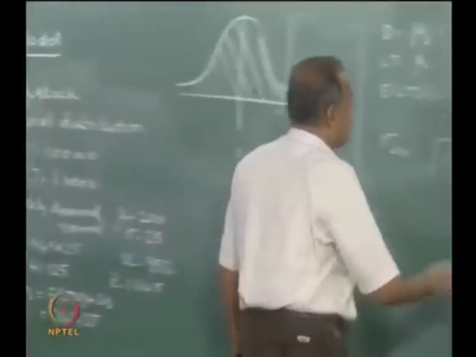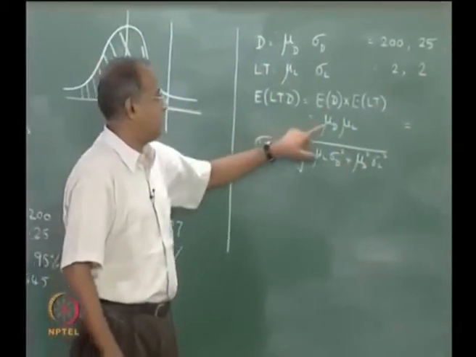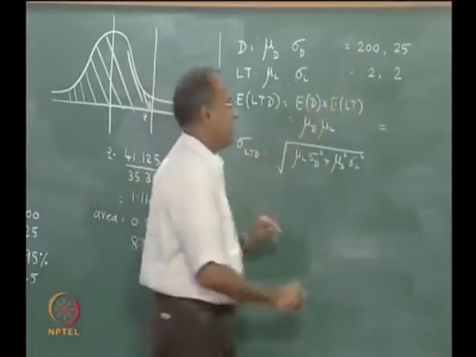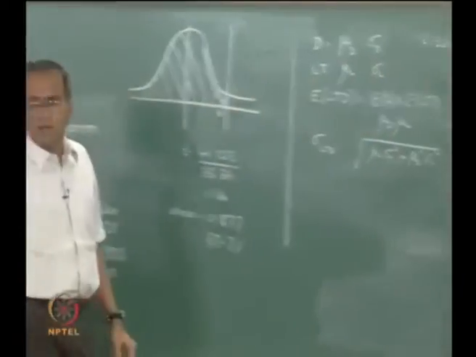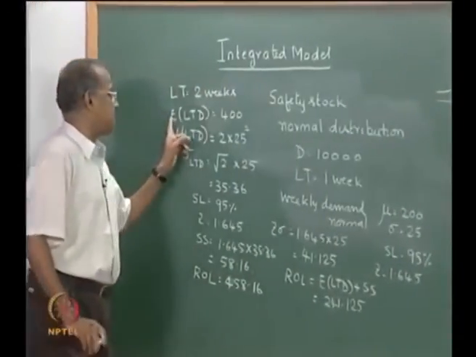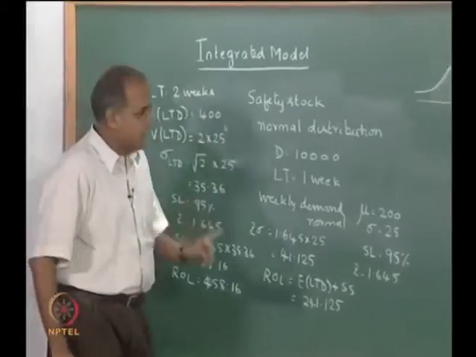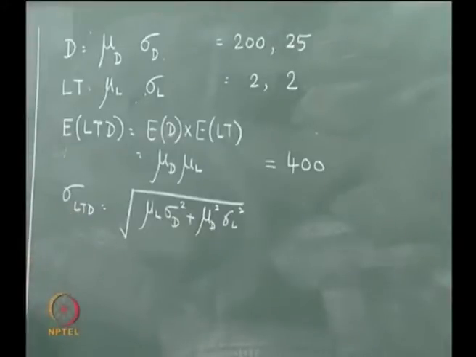Now the expected value of lead time demand is simply the product of mu d and mu L. So it is a product of 200 and 2, which is 400, which was exactly the same here. Expected value of lead time demand was 400. Now the only difference that happens is in the computation of the standard deviation of the lead time demand.